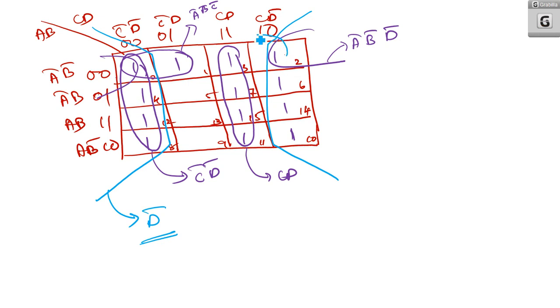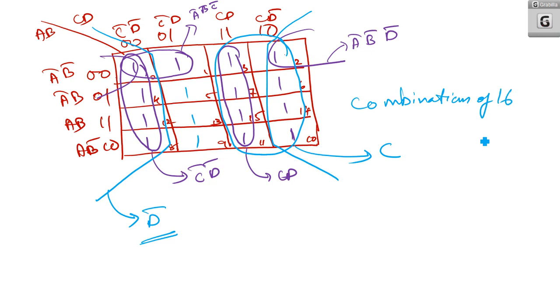Or you can take the octet using these two columns. If you are taking these two columns, what is the corresponding expression which is common? That is D. Okay, so with this, if all the values are 1, then you can make it as a combination of 16. So you can write f is equal to 1 if it is a combination of 16.